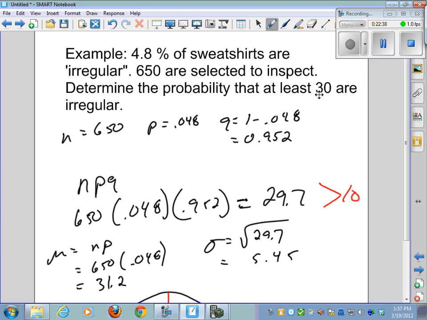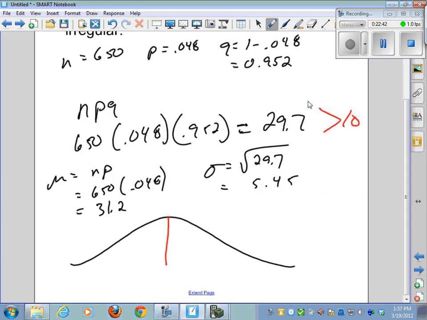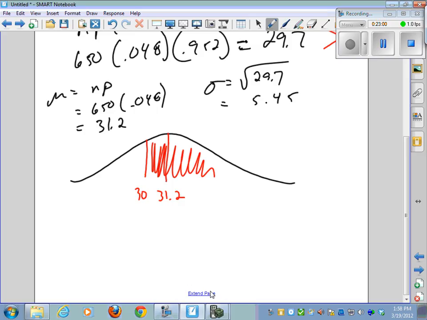Now the question reads, what's the chance that at least 30 or more, 30 or more? Well, the average is 31.2. So if I'm going to have 30 or more, 30's right there. Or more means shade to the right. My answer is going to be, again, greater than 50%, isn't it? Greater than 50%.